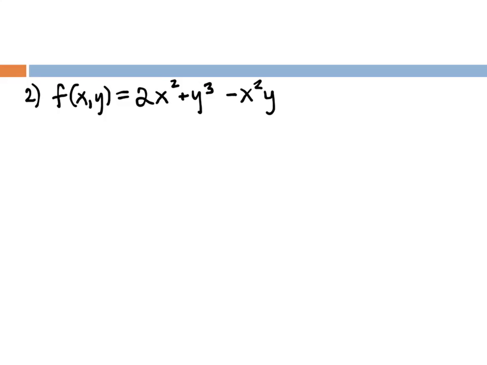This one is same directions. Not going to have trig in it. This is f of x y equals 2x squared plus y cubed minus x squared y minus 3y. Okay, so lead me down the road. What are we doing first? Find f sub x.